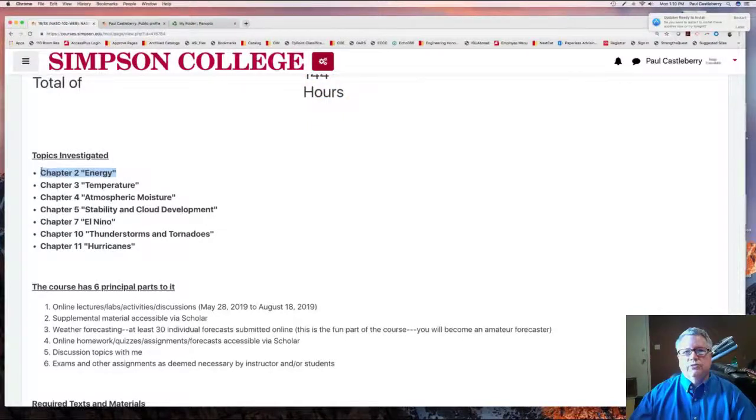And the concept of energy is really, really critical to understand. I'll be quite honest with you, energy is probably not the most exciting topic when you take an introduction to meteorology class, but the energy, specifically the energy from the sun, drives the weather here on Earth. And so it's a good idea that we understand what causes the weather and what factors play a role in our weather. We'll cover temperature, atmospheric moisture, stability and cloud development.